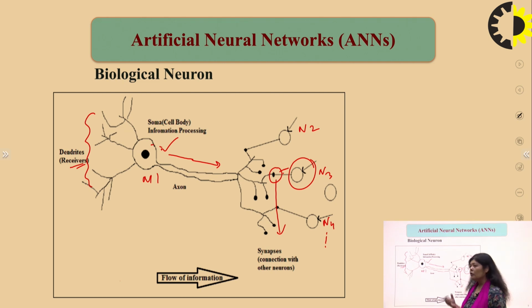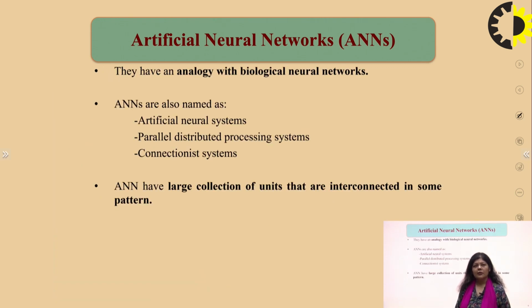Based on that, how much information needs to be passed from one neuron to the other will be decided by this interconnection between the synapse and the endpoints of the dendrites. So based on that, the amount of information is going to pass from one neuron to the other neuron. So ANNs are also named as artificial neural systems.